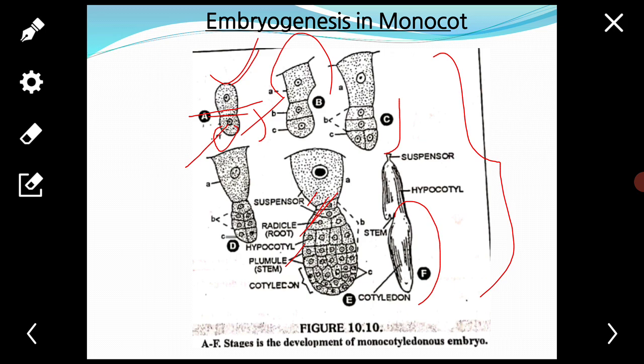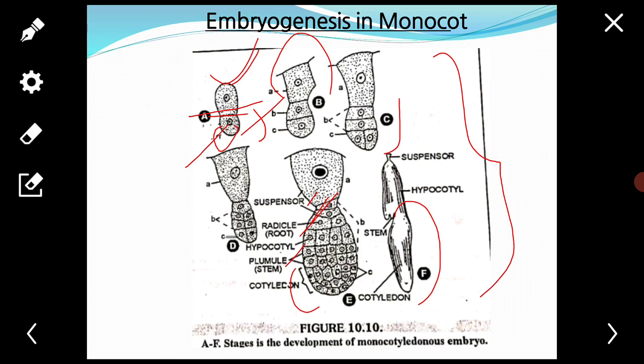The terminal cell, that is this, divides and redivides in different planes to produce a cotyledon. There is a single cotyledon in monocotyledonous embryo. Students, with this slide, the embryogenesis in monocot is finished.